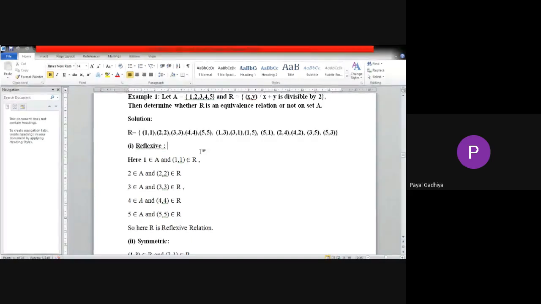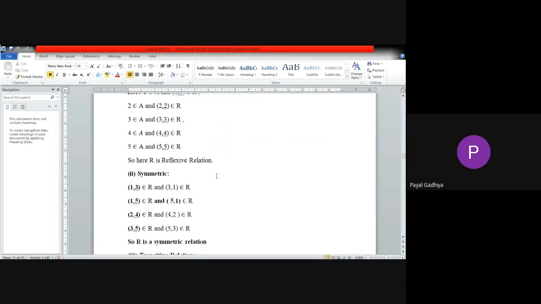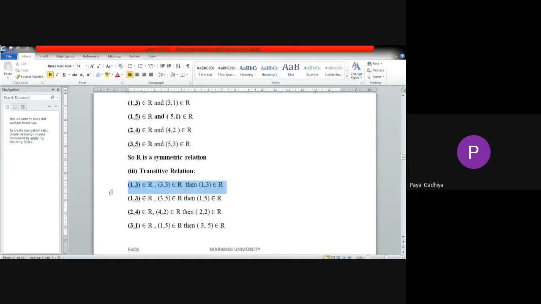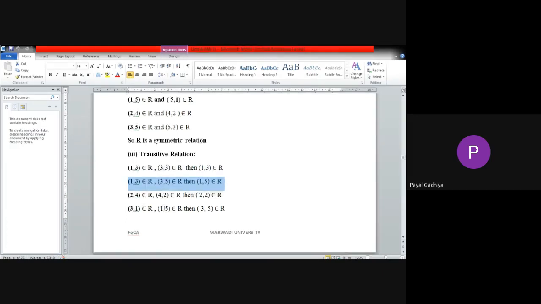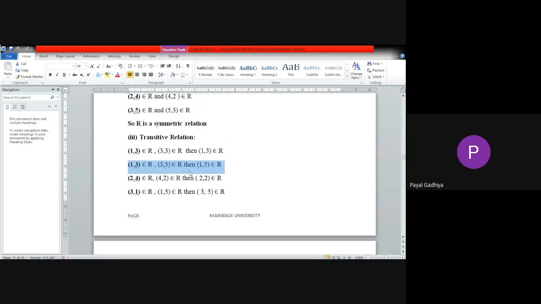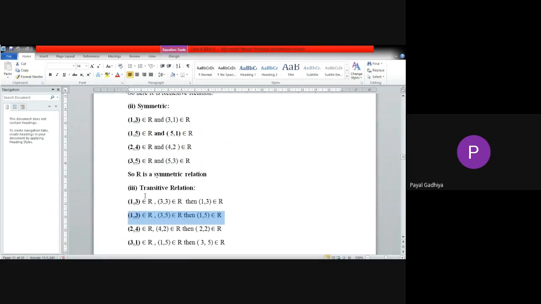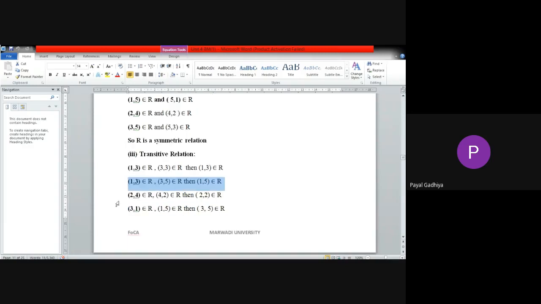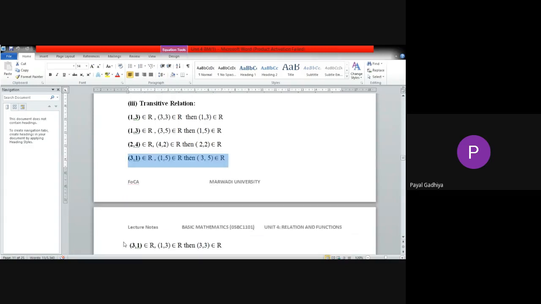Yes, it is a transitive relation, right? See, this is the way you have to write. (1, 3) is there, (3, 3) is there, then (1, 3) is also there. Then (1, 3) is there, (3, 5) is there, then (1, 5) is also there. So this is the way you have to write it, for a minimum of 5 terms. It can be more than 5, but you have to write a minimum of 5, and you have to check for everyone, right?